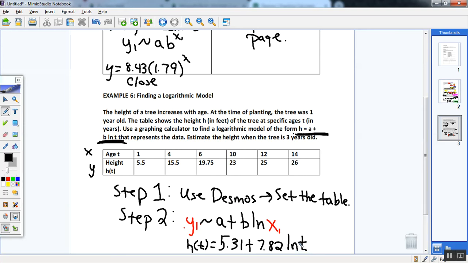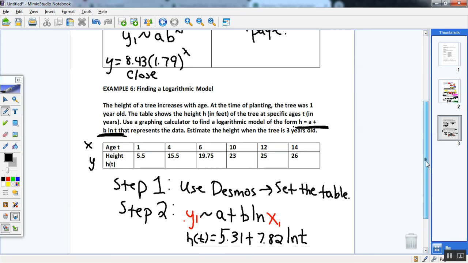T. So now it says estimate the height of the tree when it's how many years old? 3 years old. So you need to put 3 in for T. Now at age 1, what was the height? And at age 4, what was the height? If we've done this correctly, my answer should be between 5.5 and 15.5. That's reasonable, right? Somebody go natural log of 3, take that answer times 7.82, and then add in 5.31. What do you guys get for a 3-year-old tree?